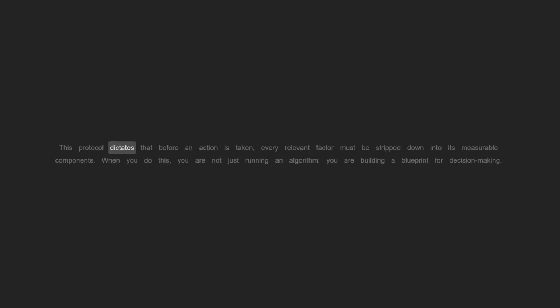This protocol dictates that before an action is taken, every relevant factor must be stripped down into its measurable components. When you do this, you are not just running an algorithm, you are building a blueprint for decision making. This is the blueprint for an AI's entire decision-making matrix.